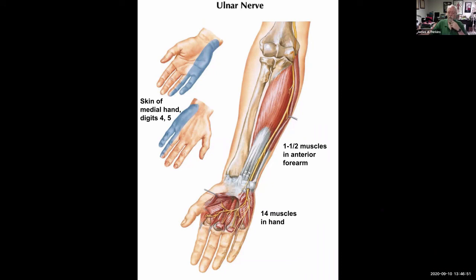But once the ulnar nerve crosses the wrist into the hand, it does a lot. It innervates 14 separate muscles that are located just within the hand itself. And it's also a sensory nerve to the skin on the medial aspect of the hand, including part of digit 4 and all of digit 5, the pinky.